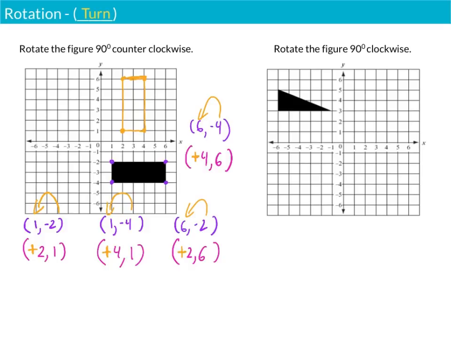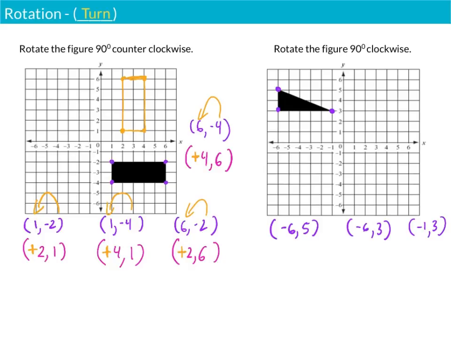So now let's do the same to rotating clockwise. So again, I'm going to need all of my points. So let's go ahead and grab those first. So we got a point here, a point here, a point here. So our first point is going to be at negative 6, positive 5. Our next point is going to be at negative 6, positive 3. And our final point is going to be at negative 1, positive 3.